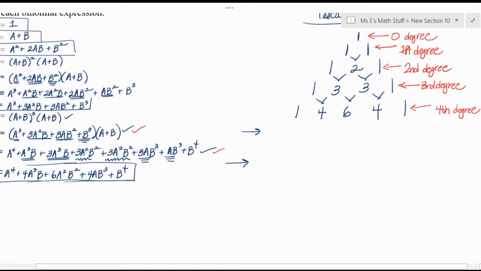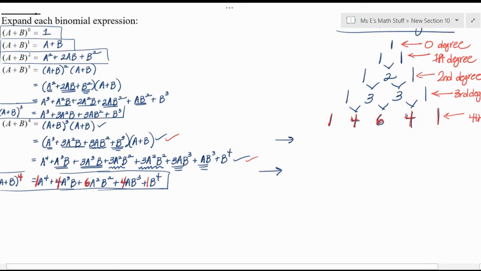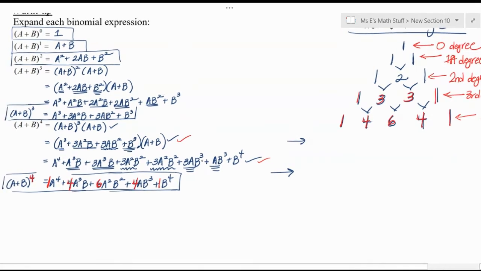Okay, so if you notice, you've got 1, 4, 6, 4, 1. And what does that have to do with anything over here? Well, if you look at the expansion of a plus b to the fourth power, 1, 4, 6, 4, 1 ended up being the coefficients in your expansion. And let's make sure you're good. So 1, 3, 3, 1, well, that would be the coefficients in the expansion of a plus b to the third power.